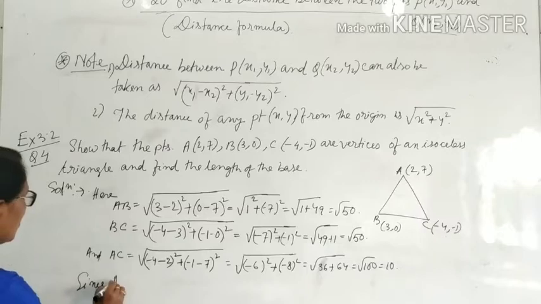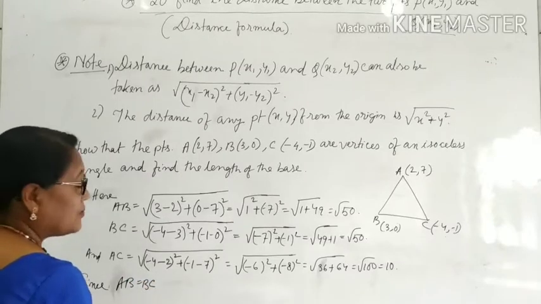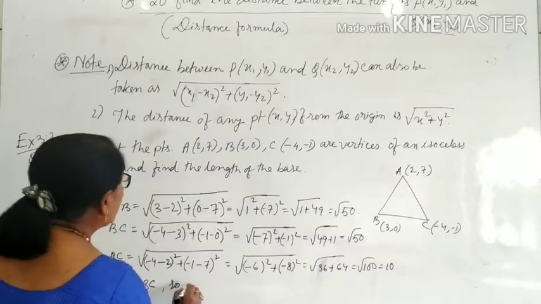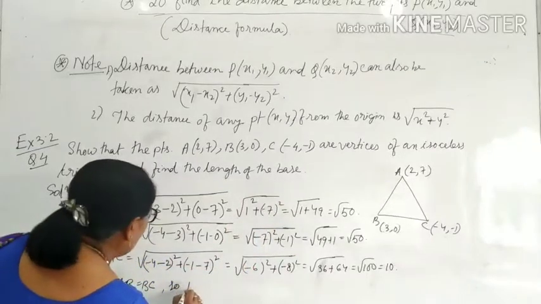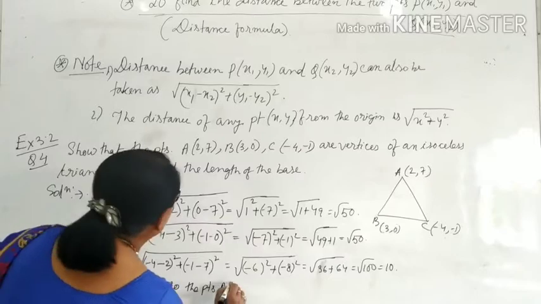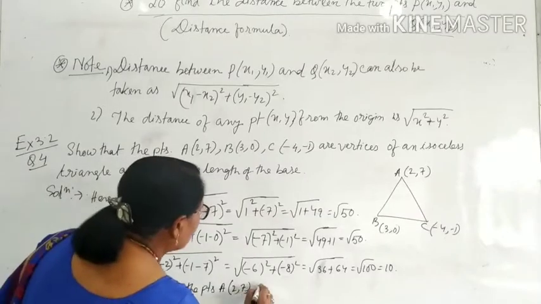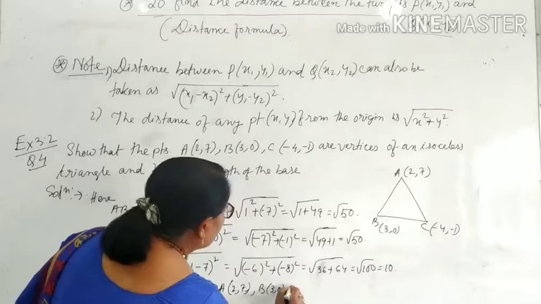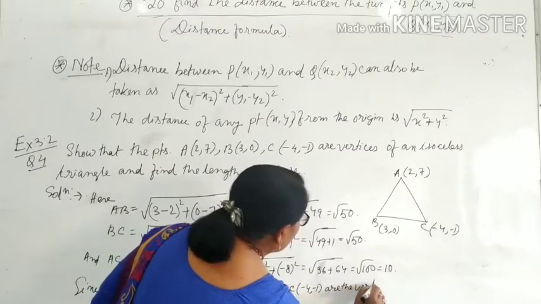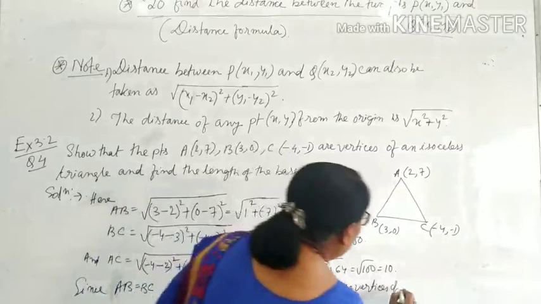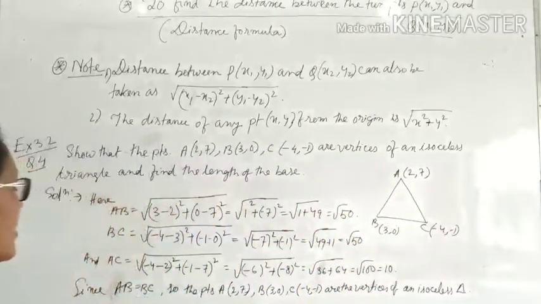Since AB equals BC, we accept AB equal to BC. So the points A, B, C are vertices. The coordinate of A, B is 3, 0, and C is minus 4, minus 1, let me say, are the vertices of an isosceles triangle.